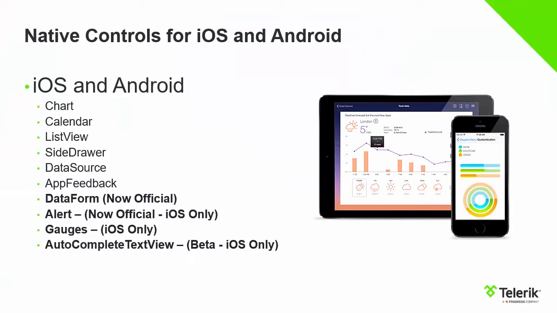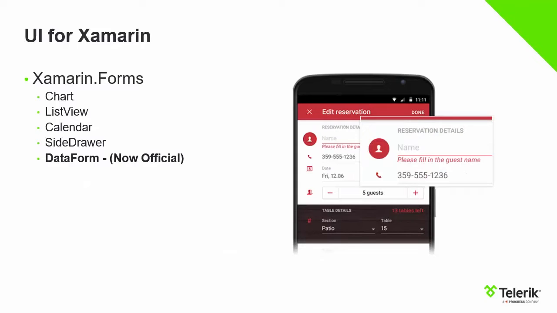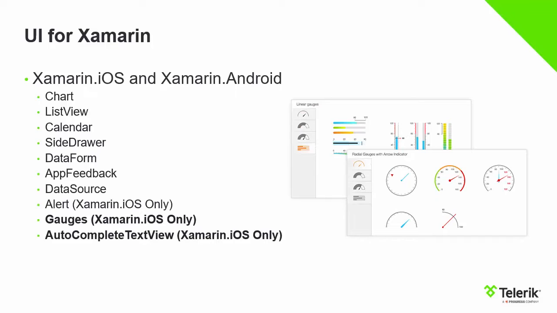In Q2 we announced that our native controls for iOS and Android are now part of DevCraft Ultimate. In Q3 we've expanded the set of controls, and the data form and alert controls are now official, as well as we've added gauges and an auto-complete text view for iOS. Taking a look now at our Xamarin offering, the data form is now official for Xamarin.Forms, and we've also included two new controls for Xamarin wrappers, gauges and an auto-complete text view. You can learn more about all of these controls at telerik.com/Xamarin-UI. I'll also be including links at the very end of my section.